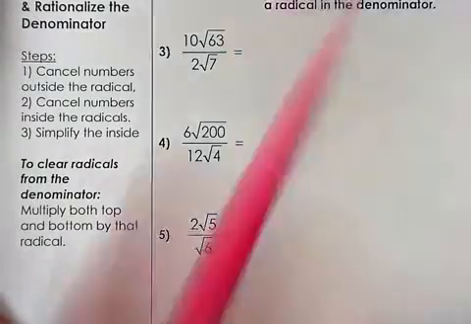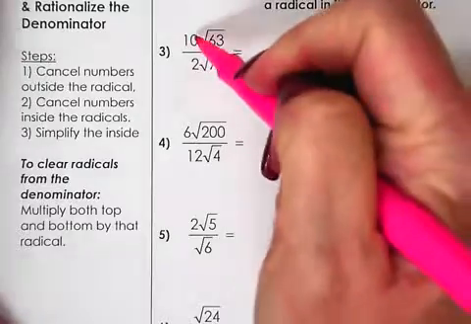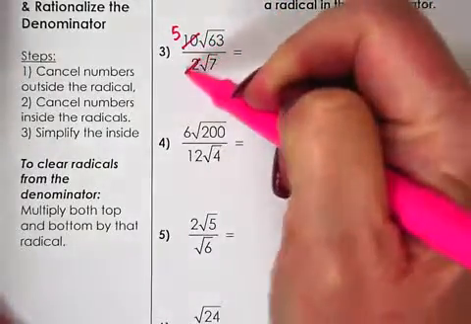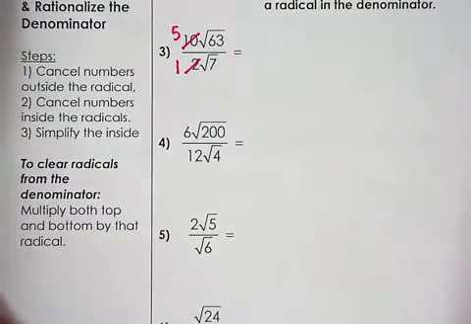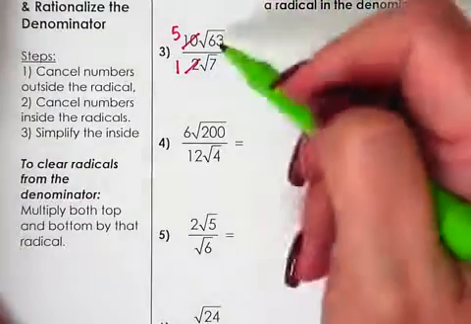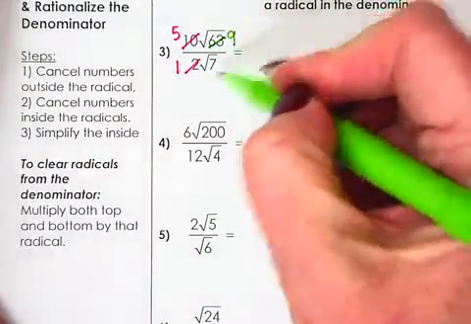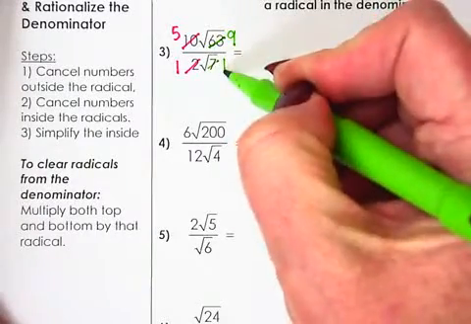So 10 and 2 have a common factor of 2. 10 divided by 2 is 5. 2 divided by 2 is 1. On the inside, 63 and 7 have a common factor of 7. 63 divided by 7 is 9. 7 divided by 7 is 1.